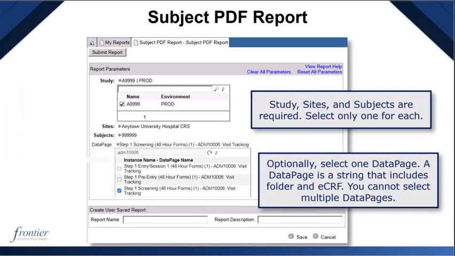For this report, filtering is required, unlike all the other reports. You must select the study, site, and participant. You can select only one option for each. You can also select a data page. A data page is a string that includes a visit folder and the included ECRFs, such as the screening visit. You cannot select multiple data pages. And like the audit trail, these reports can be very long.